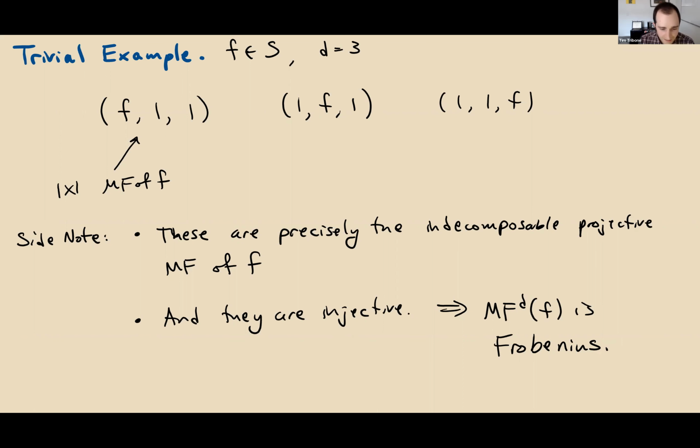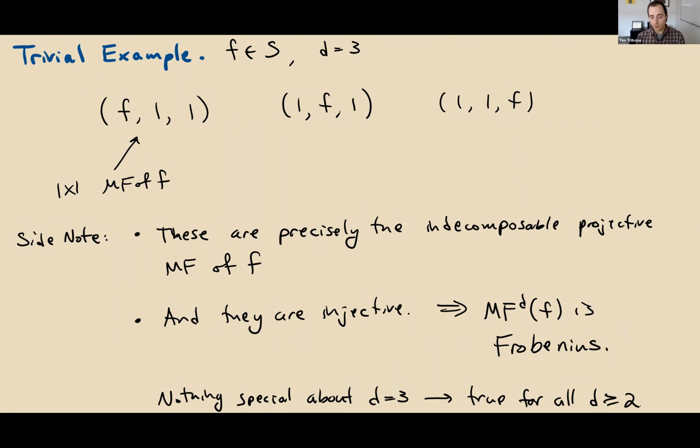But thank you, Alapan. No, there's nothing particular about d equals 3. It's just easier to write down and really concretely see the tuples. So nothing special about d equals 3. It's true for all d greater than or equal to 2. This is known for d equals 2 either by thinking about the category, since the category of MCM R-modules has this fact, but it's also true for all d greater than 2.